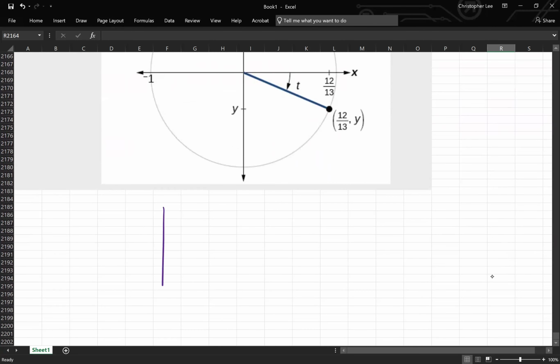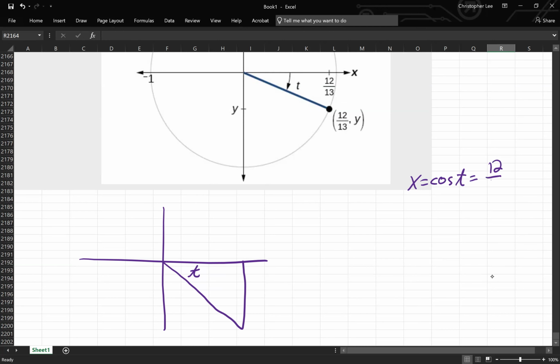So here we go. Let me redraw it down here, right? I'm in the fourth quadrant, right? Fourth quadrant. This is t right here, right? And cosine of t, right? So x equals cosine of t is equal to 12 over 13.